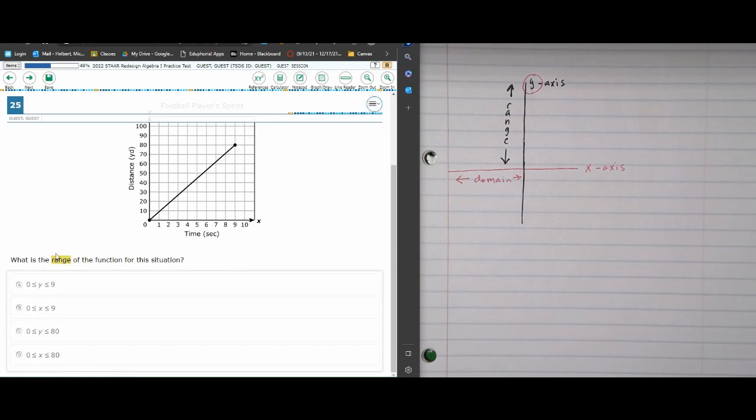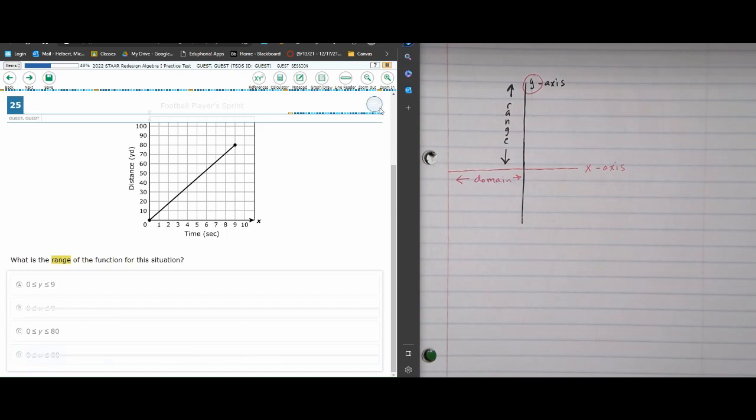And notice on A it has a y, so that's good. But B has an x. Do you see that? There's an x right there. It says x is greater than or equal to 0 and less than or equal to 9. So it's not going to be x, that's domain. And it's not going to be D because that has an x.